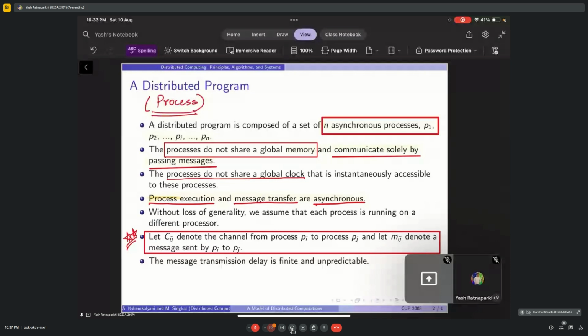Now point number 3 says that the processes do not share a global clock. Global clock means they do not run on a single, simultaneous time. It will not happen that something changing here will instantly be reflected or accessible to another process. So this is what point number 3 says, that they do not share a global clock. Point number 4 is that process execution and message transfer are asynchronous in nature.